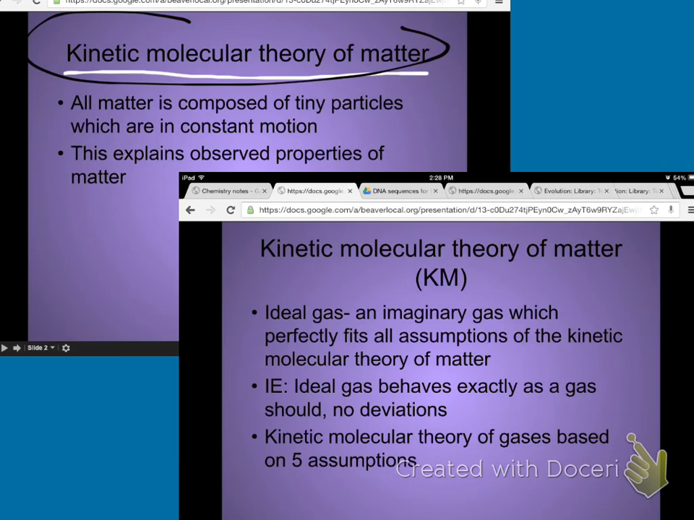So within the kinetic molecular theory of matter, one of the things that we're concerned with in this chapter is ideal gases. Now, ideal gases exist the same way ideal teenagers do, or ideal adults do, or ideal German Shepherd puppies do, or ideal anything else does. Ideal best friends, ideal siblings, ideal whatever. Not so much for real. But we can talk about them and pretend that they're perfect.